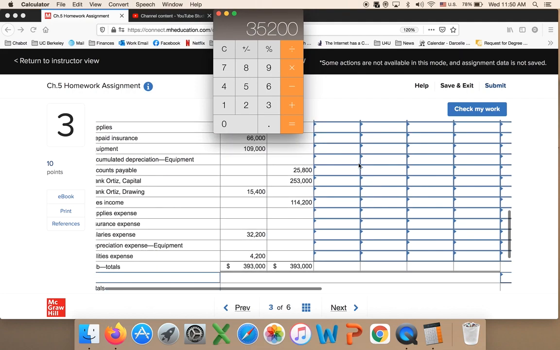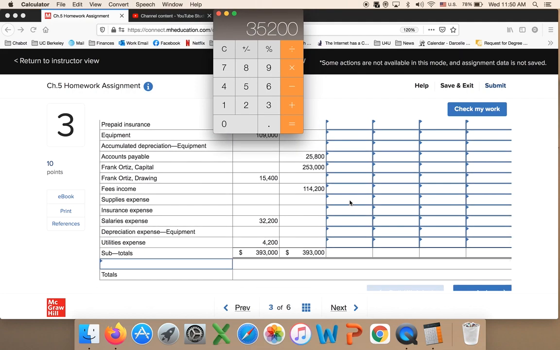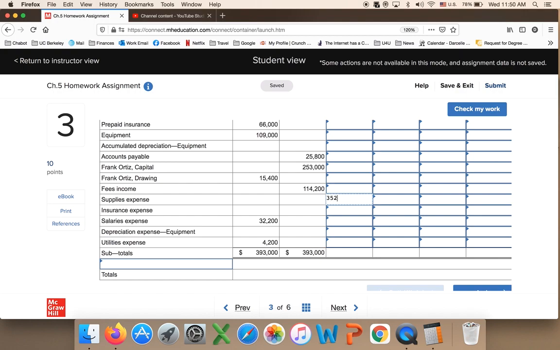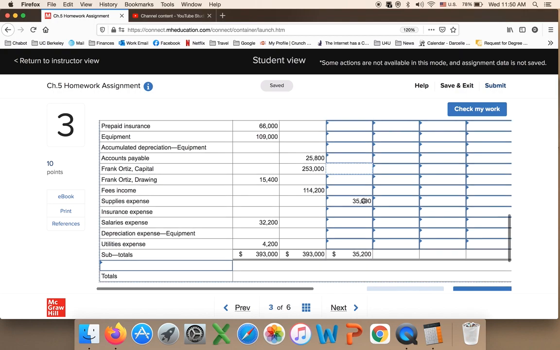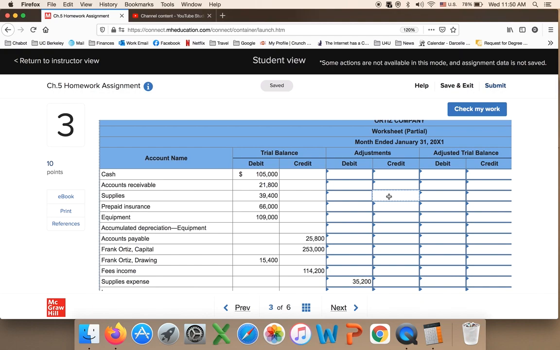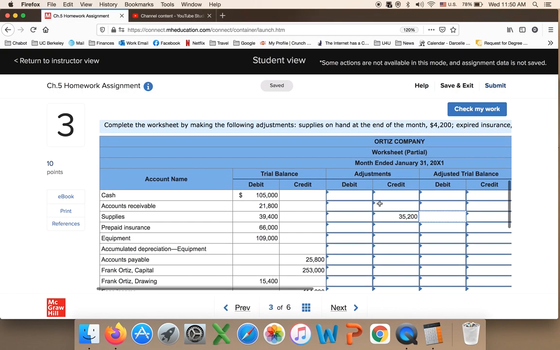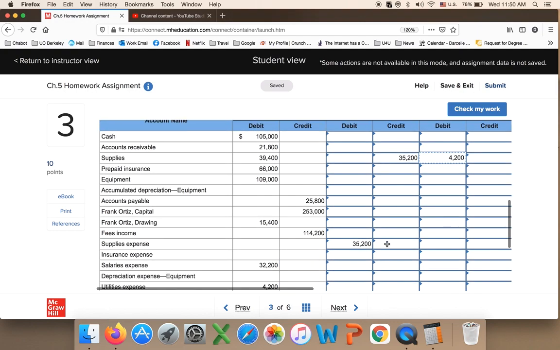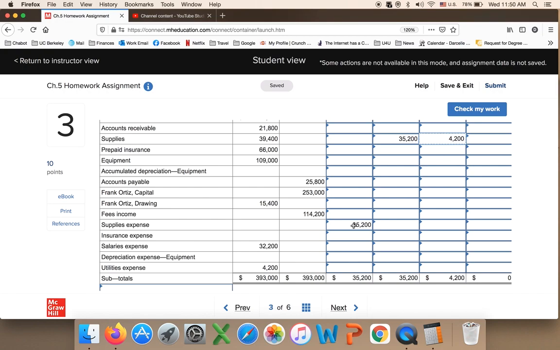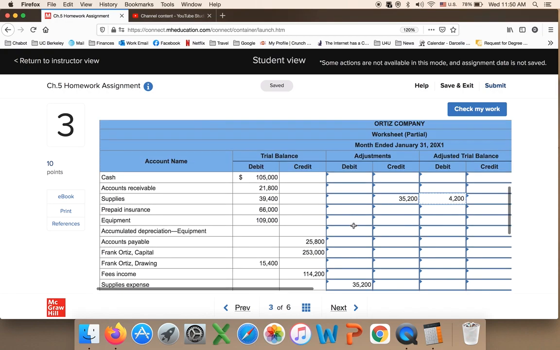$35,200. This amount I debit into the expense always, 35,200, and an adjustment is a debit to an expense and credit to an asset. So my supplies, I have the previous balance minus what was used up, so the adjusted balance would be 4,200. What I have, they stated right here, okay? And this amount is moved by debiting expense, increasing expense.